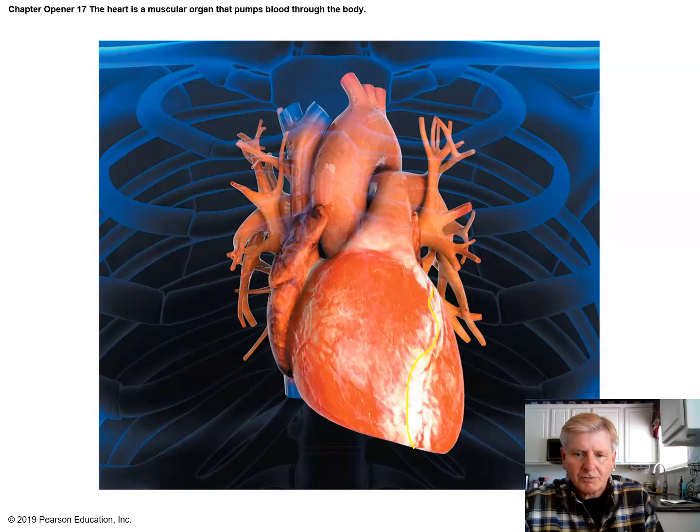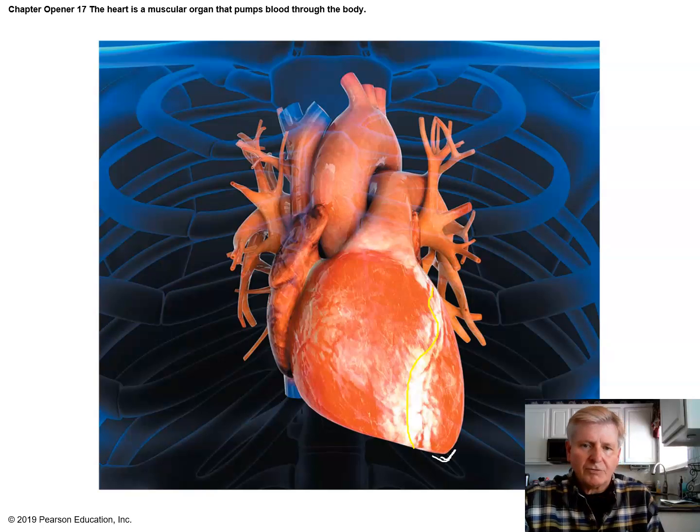The apex of the heart is where the heart comes to a point at the inferior border of the heart. I'll outline that area in white here. This area right here is called the apex.